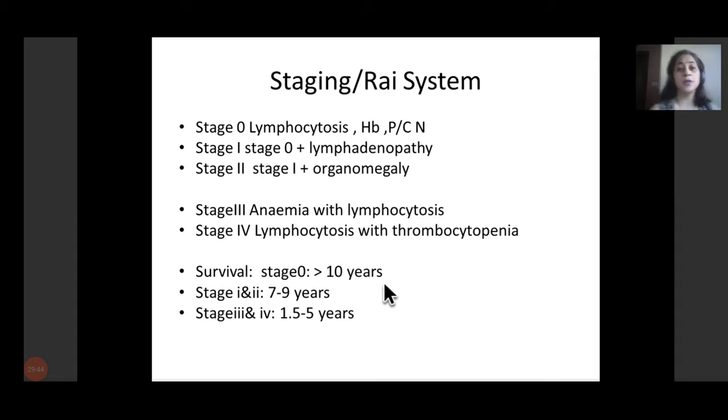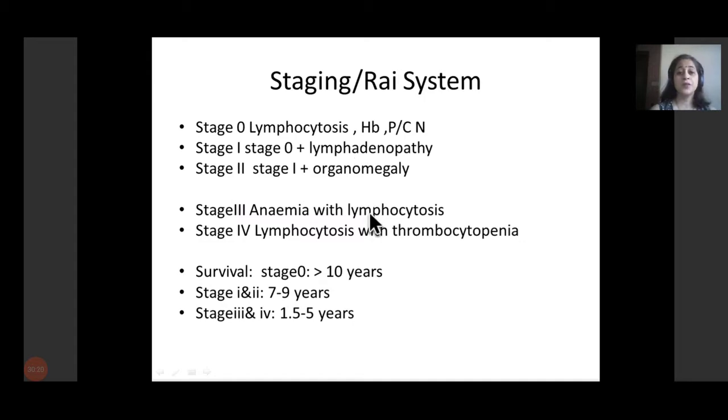Now we talk about the staging system. That is, we discussed in the prognostication, the International Prognostic group of the CLL, the recommendations, the staging was very important. That is, the Rai system says if it's stage 0, it is lymphocytosis only, no anemia and no thrombocytopenia. If it is stage 1, the lymphadenopathy comes. If it is stage 2, organomegaly comes. If it's stage 3, anemia with all these features comes.